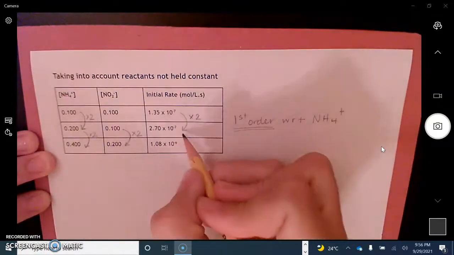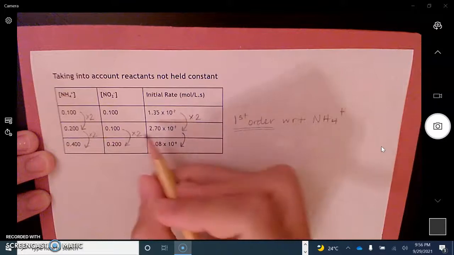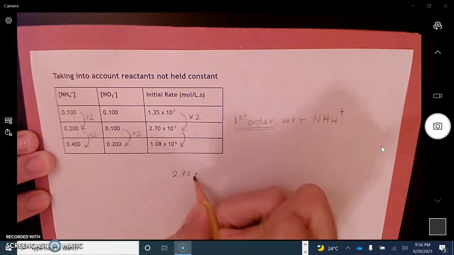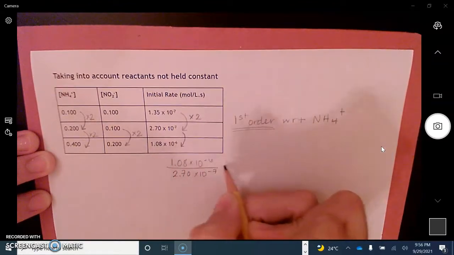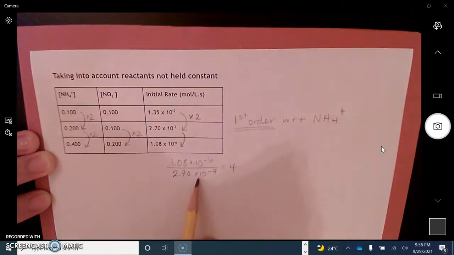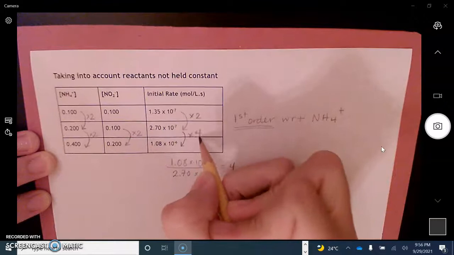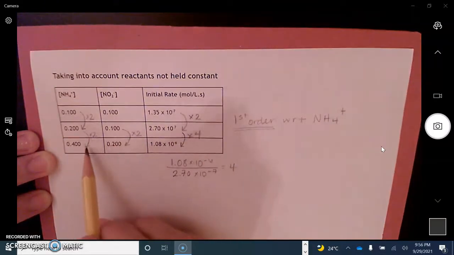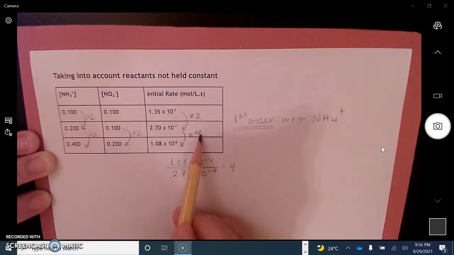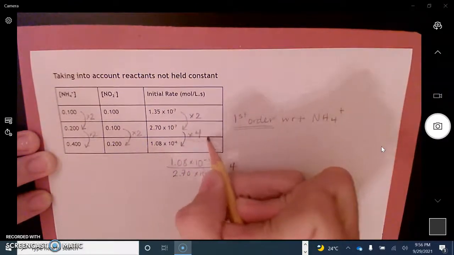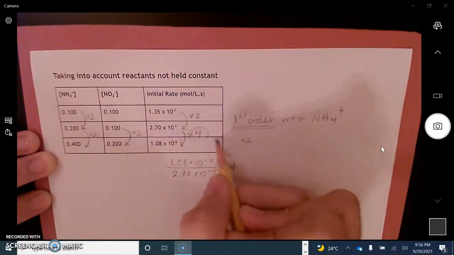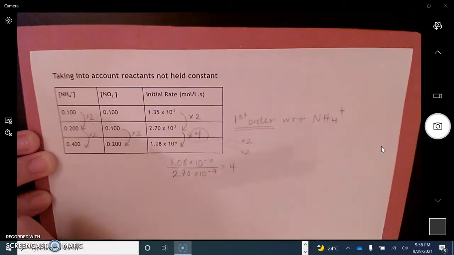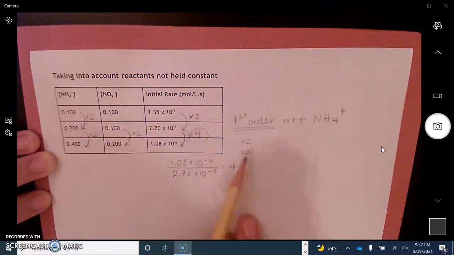We can predict what it will do. So when we look at the rate, it goes from 2.7 times 10 to the minus 7 up to 1.08 times 10 to the minus 6. If I put that in my calculator, I see that it's 4 times bigger. So it has quadrupled. We know that doubling the ammonium will double the rate. So of that quadrupling, half of it is caused by the ammonium, which means the other half is caused by the NO2-. And that leads it to be first order, when it doubled the rate.